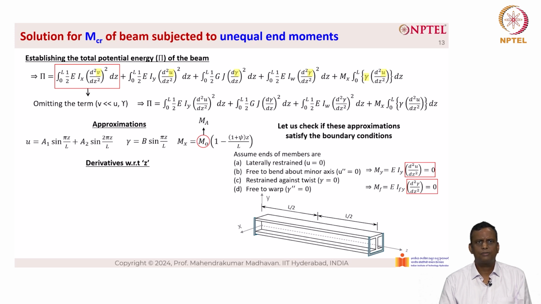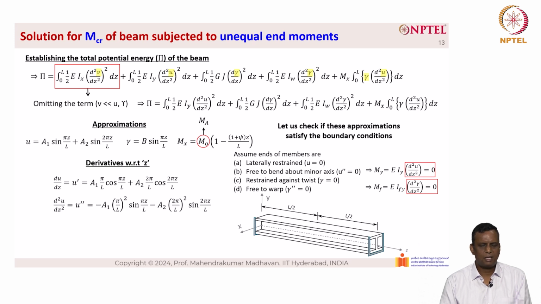Now let us find the derivatives of u and gamma with respect to z. So we have du by dz equal to u dash equal to a1 into pi by L into cos pi z by L plus a2 into 2 pi by L into cos 2 pi z by L. When we differentiate it again, we have d square u by dz square equal to u double dash equal to minus a1 into (pi by L) whole square into sin pi z by L minus a2 into (2 pi by L) whole square into sin 2 pi z by L. Similarly, d gamma by dz equal to gamma dash equal to b into pi by L into cos pi z by L, and d square gamma by dz square is equal to gamma double dash, which is equal to minus b into (pi by L) whole square into sin pi z by L.